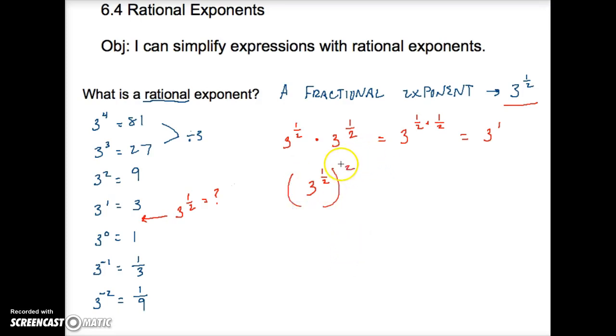What that means is that squaring this undoes whatever operation this 1/2 power does. And if you remember, we saw that once before. If we took the square root of 3 and we squared it, we got 3. So it leads us to the conclusion that 3 to the 1/2 power is equal to the square root of 3.